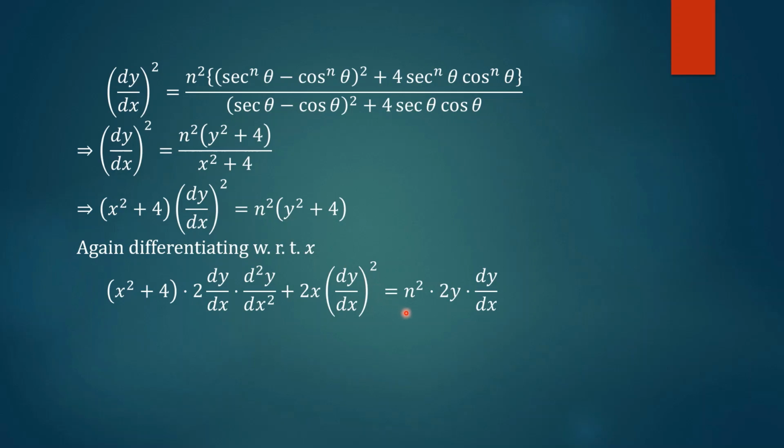Right hand side is n² y², derivative is 2y dy/dx, and 4 is 0, need not write here. Now you see 2 dy/dx here, 2 into dy/dx is also here, so that can be cancelled out. So (x² + 1) into d²y/dx², then plus here it will remain x into dy/dx only, and right hand side it is n² into y only. Okay, so this completes the second part of the solution.